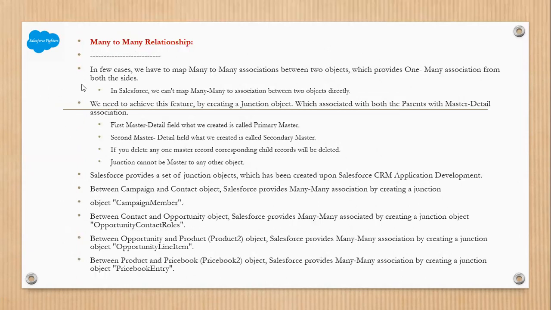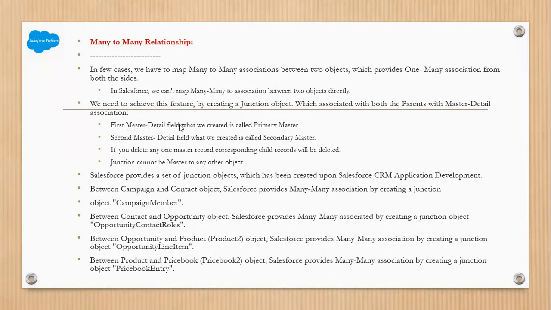Next, many-to-many relationship. In this case, we have to map many-to-many associations between two objects, which provides many-to-many associations from both sides. In Salesforce, we cannot map many-to-many associations between two objects directly. We need to achieve this by creating a junction object which is associated with both the parents with master-detail associations.